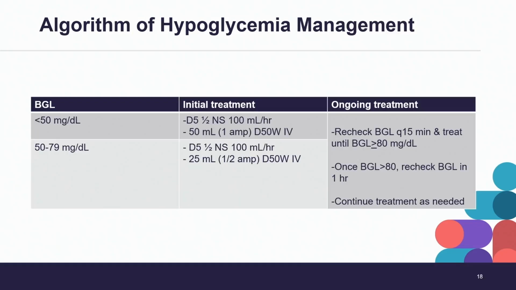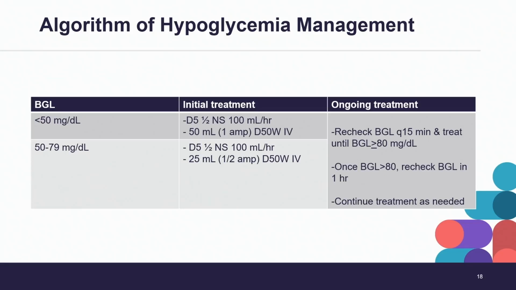And management, so there's two different things you can do based on the values. So 50 to 79, you could give half amp of D50, or you can start a D5 half normal saline infusion at 100. Less than 50, you would give 1 amp of D50 or start D5 half normal at 100. And the important thing to note is that you are checking your blood glucose every 15 minutes until it reaches above 80.